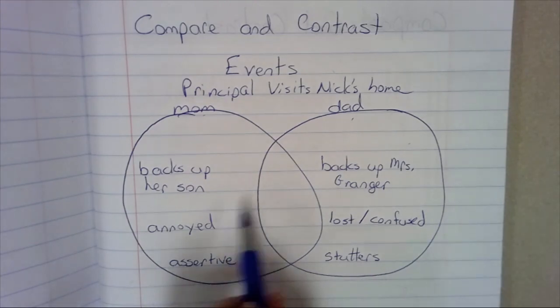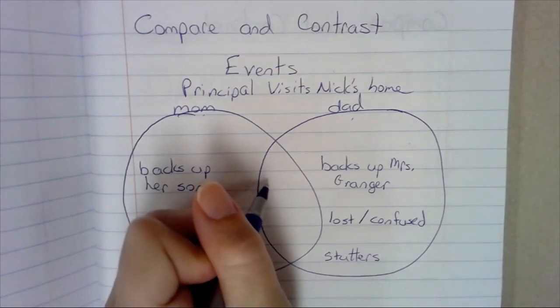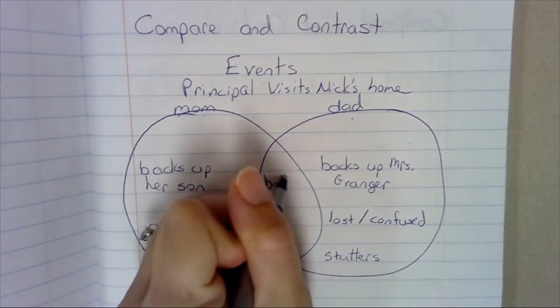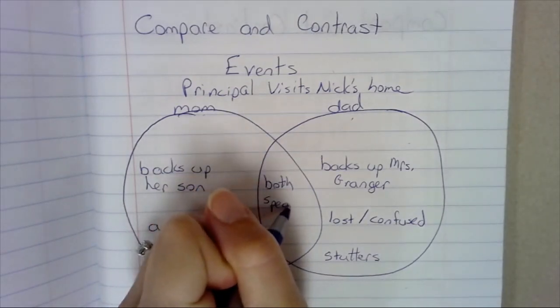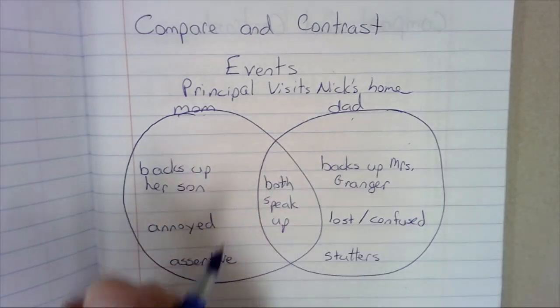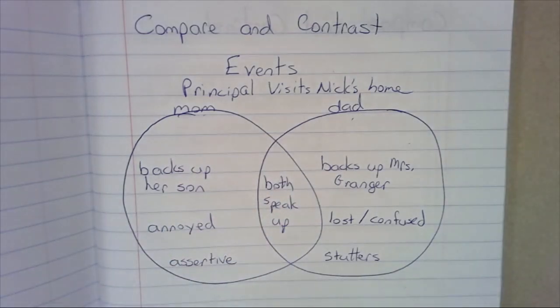How are Mom and Dad both alike? Well, they both speak up. Neither one of them sit there quietly. They both do speak up, just Mom is very assertive in the way she talks and Dad is very confused and stuttering in the way he talks.